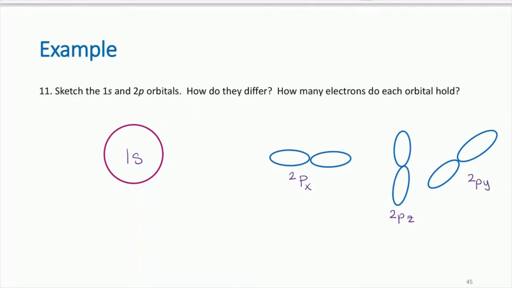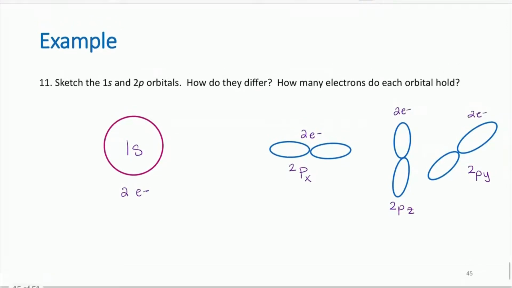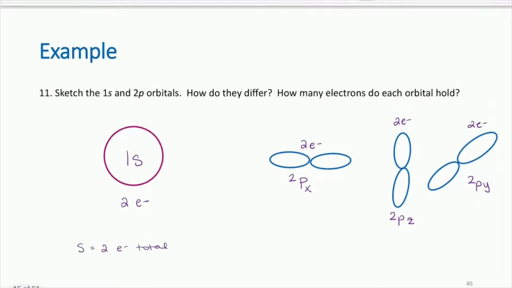Each shape holds 2 electrons. So this holds 2 electrons. This in total holds 2 electrons. This holds 2 electrons, and this holds 2 electrons. So the s orbital holds 2 electrons total, while your 3 p orbitals hold 6 electrons total.